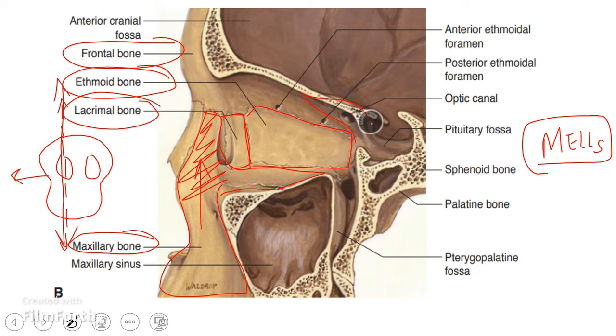We have this lesser wing of the sphenoid. So this is the sphenoid bone and we have a lesser wing of the sphenoid. This lesser wing of sphenoid, you can see it is also extending superiorly, and we know that it also forms a part of the roof of the orbit along with the frontal bone.